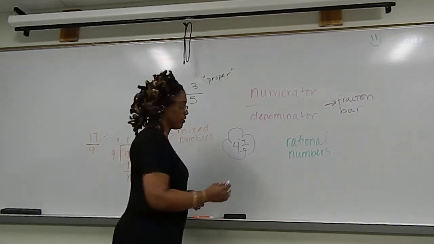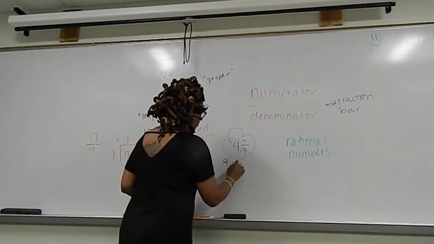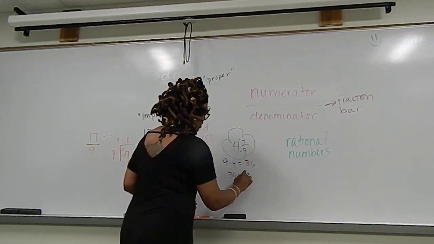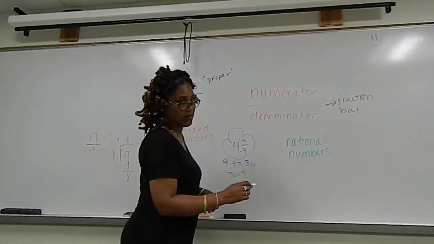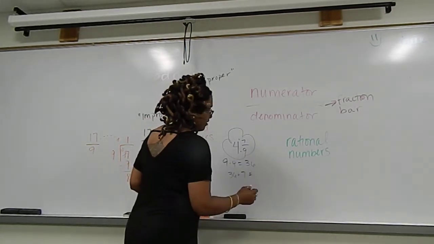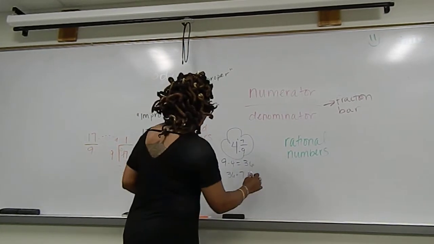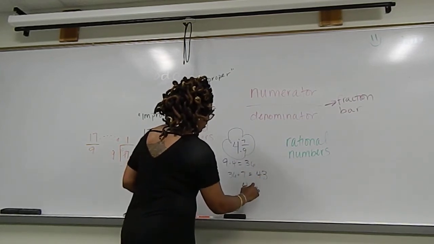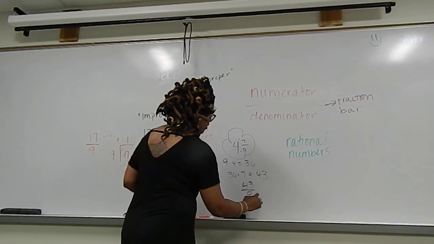So 9 times 4 is 36, and 36 plus 7. 6 and 7 is what, 13? Makes 43. So my final answer would be 43 over 9.